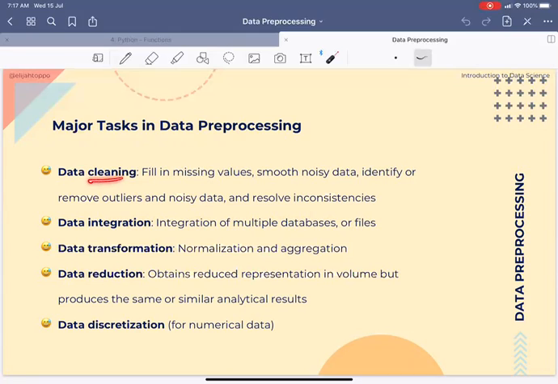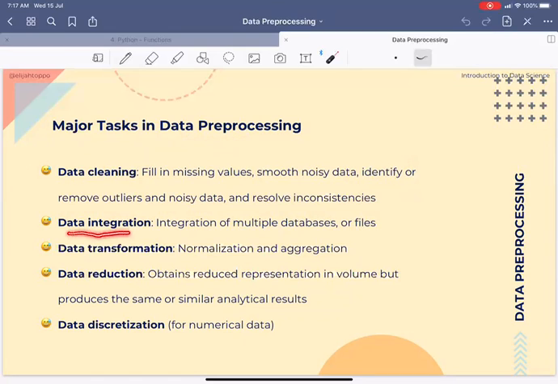So data cleaning involves filling the missing values, smoothing noisy data, identifying or removing outliers and noisy data, and resolving inconsistencies. That is the first part of our project, data cleaning. First part, or maybe not the first part, it is like a cycle. We do something, then we go back, we do something more, we go back, and so on. But it is a major step of our data pre-processing.